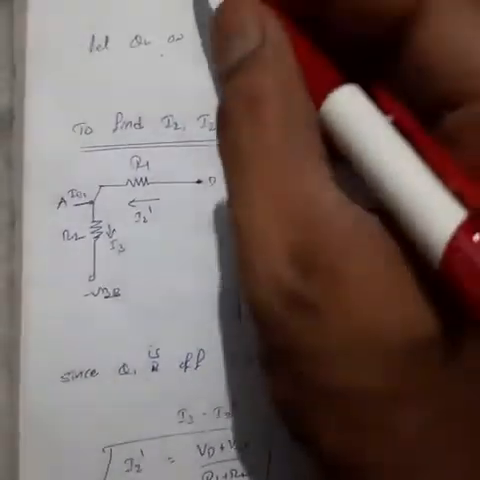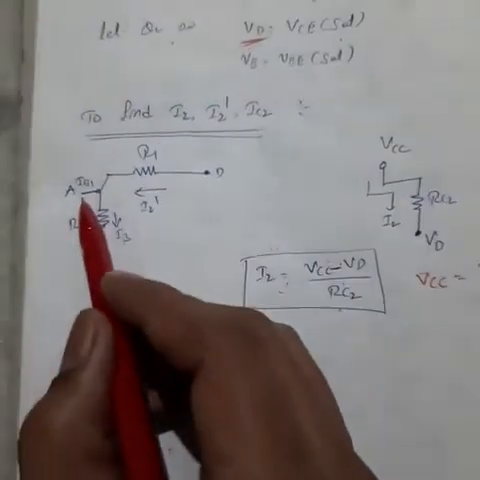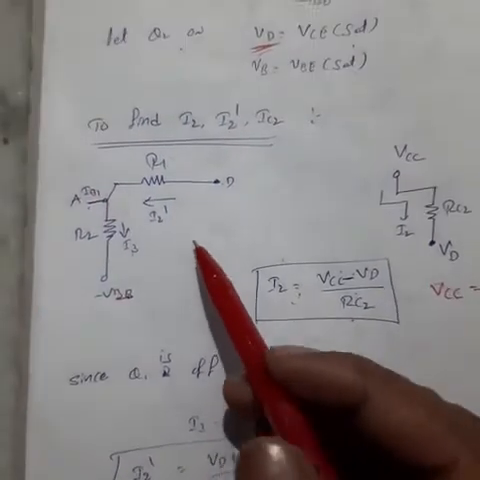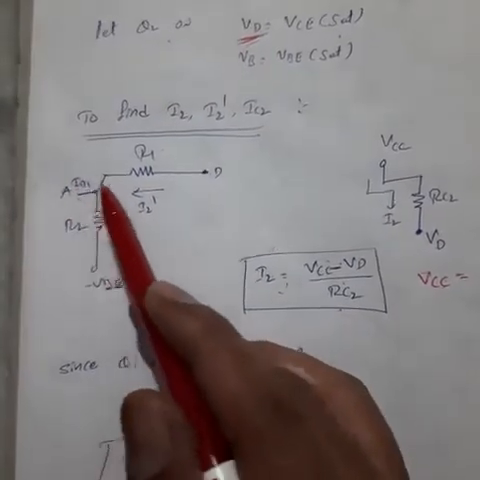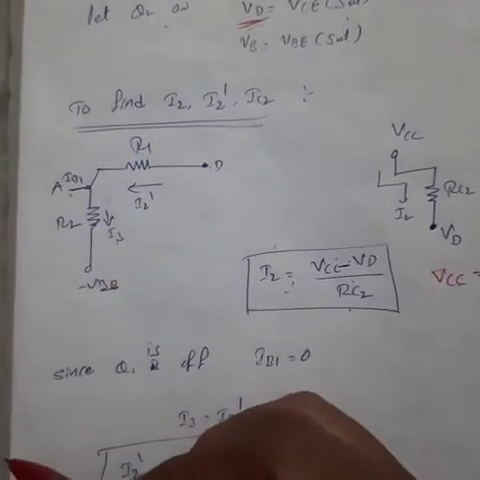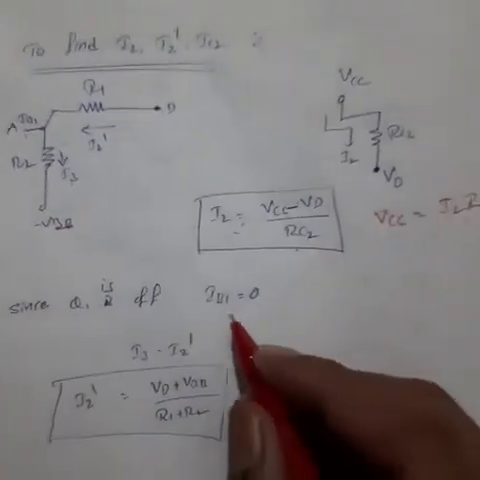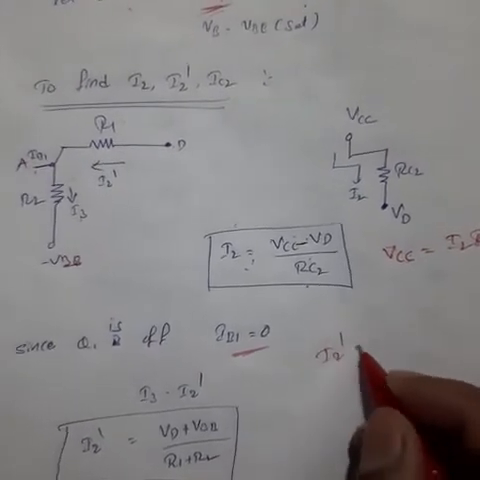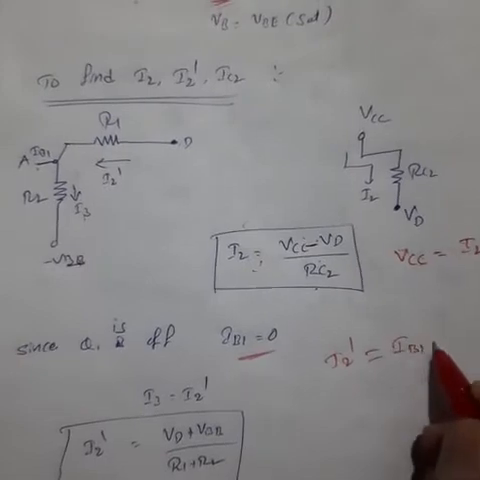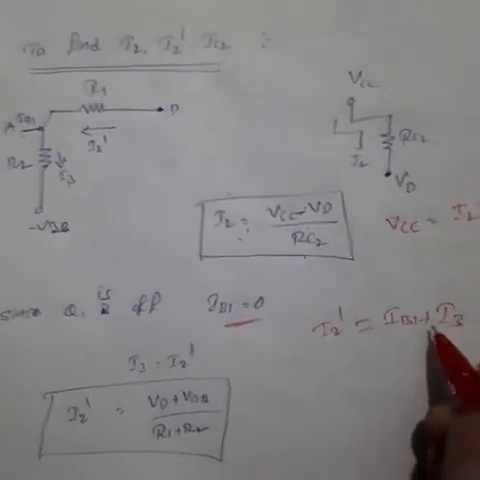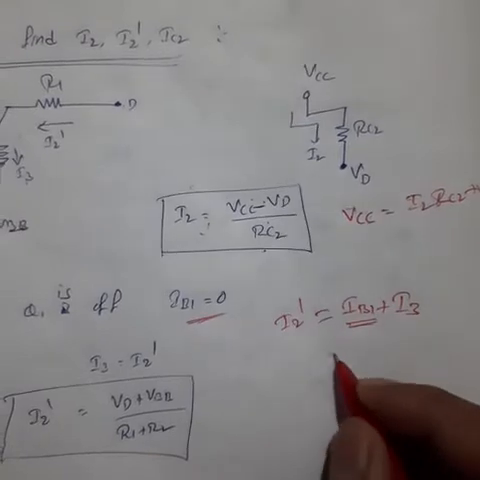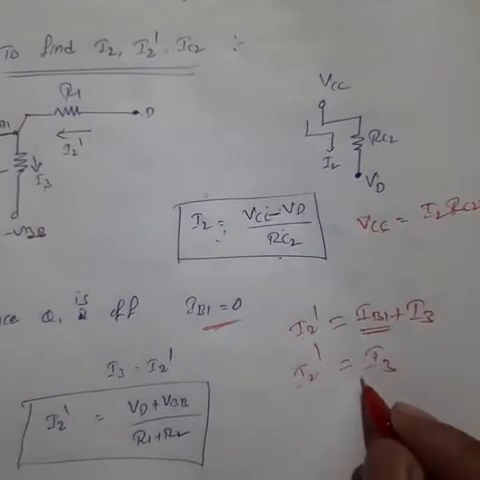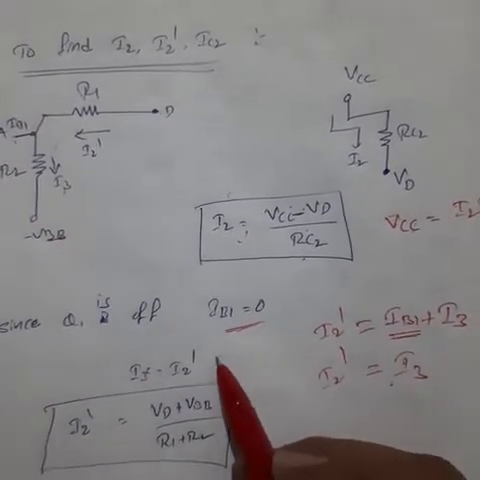At this point A, IB1 is the base current of the transistor Q1. We are assuming Q1 is off. For an off transistor, the base current is approximately equal to 0. We know that I2 dash is divided into IB1 plus I3. Here the base current of transistor Q1 is 0, so I2 dash equals I3.